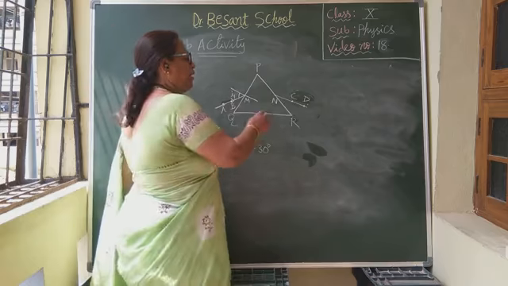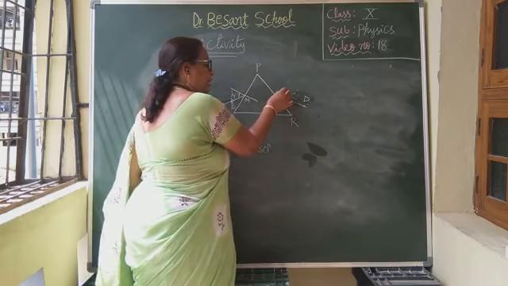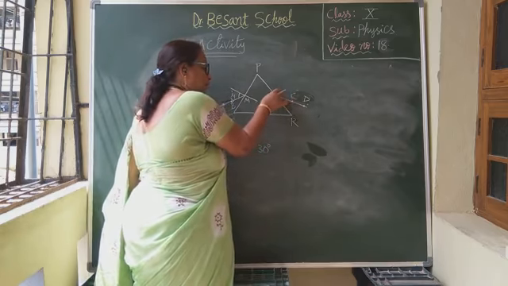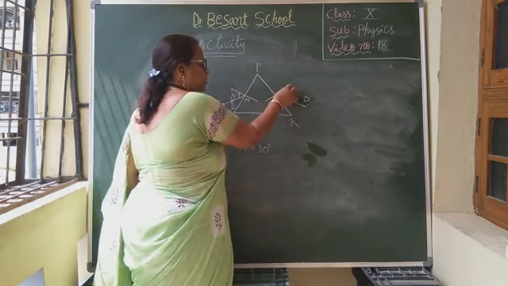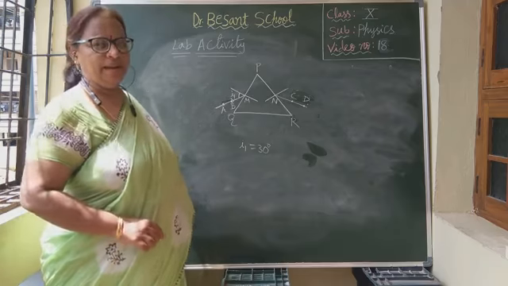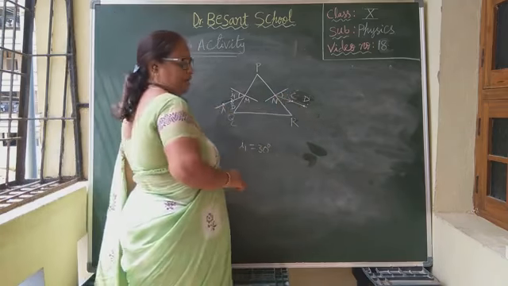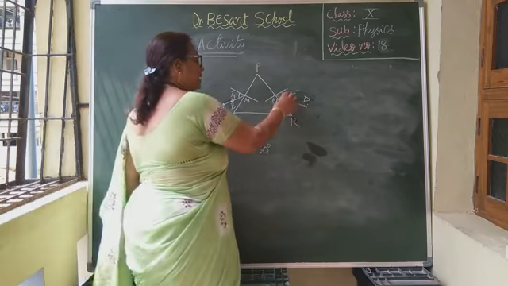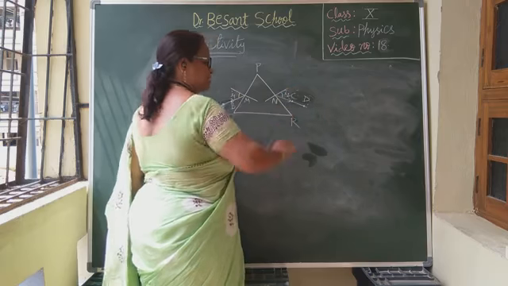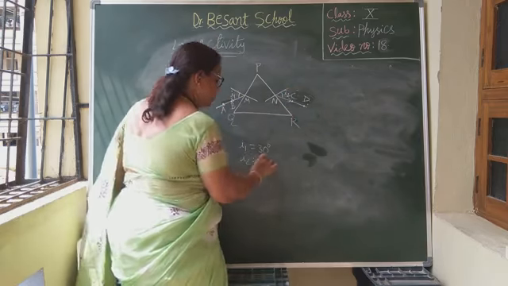Now at this point N, draw a perpendicular, the normal, 90 degrees. Okay, children. Now, what is this ray called? This is the emergent ray. And this angle is the angle of emergence. I2 is the angle of emergence.